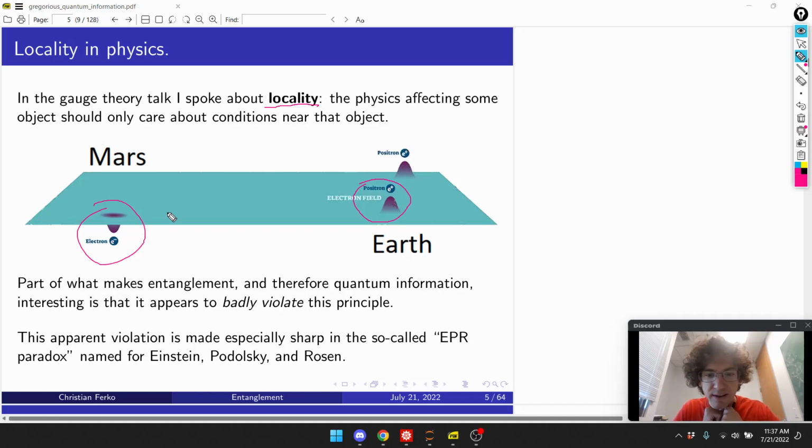So this is something we like, and part of what makes entanglement interesting is that it appears to violate this principle of locality, and it appears to very badly violate it. So this seems to be an exception to this principle of locality. The sharpest way to see this apparent violation is in a thought experiment proposed by Einstein, Podolsky, and Rosen, named after their initials, EPR, and it's called the EPR paradox. I'll argue it's not actually a paradox. It's a feature, not a bug. It's something true about the world, but it was originally presented as a paradox.